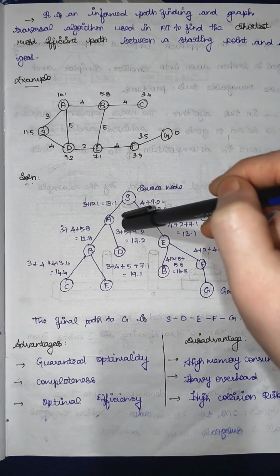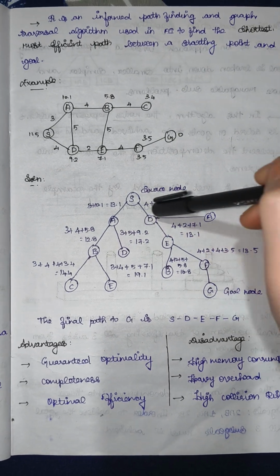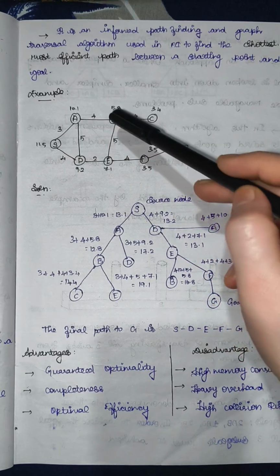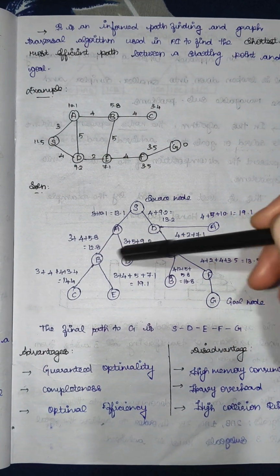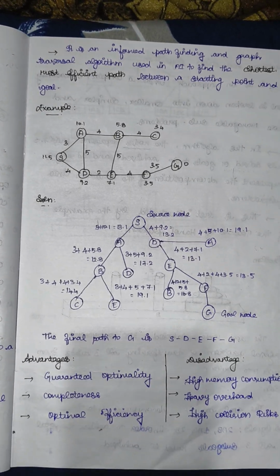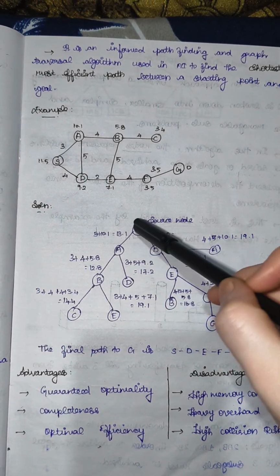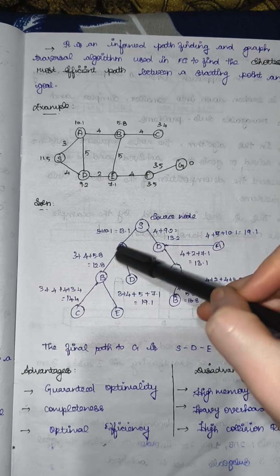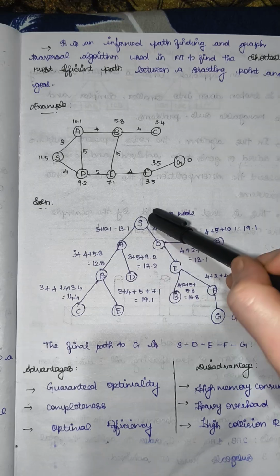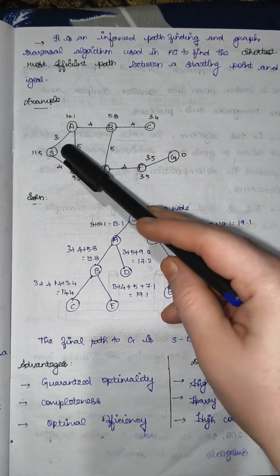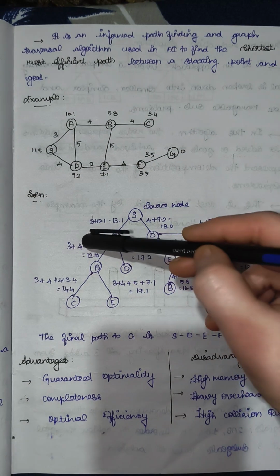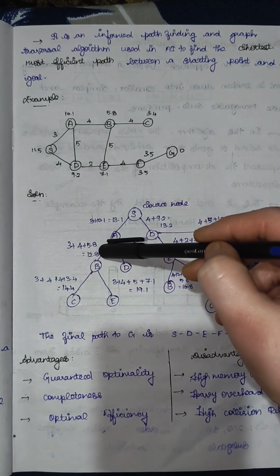After this, I have to calculate the child nodes of A. The child nodes of A are D and B. Calculating the cost of B and D, we have to calculate from the source node. The traveling cost from S to A to B, and the node cost of B: the traveling cost from S to A is 3 and A to B is 4, and the node cost is 5.8. So 3 plus 4 plus 5.8, the total cost is 12.8.